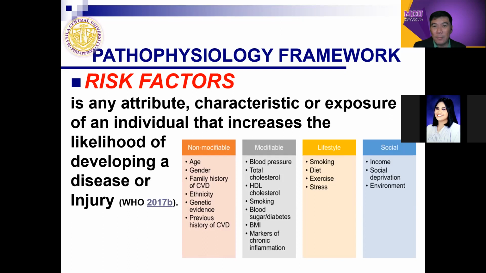So sa social factors naman, these are the factors na indirect doon sa non-modifiable and modifiable pero contributing. Example, income. So yung income and unemployment, for example, can contribute to the present situation of the patient with hypertension? Possible kasi for example, yung income may not support medical consultation.